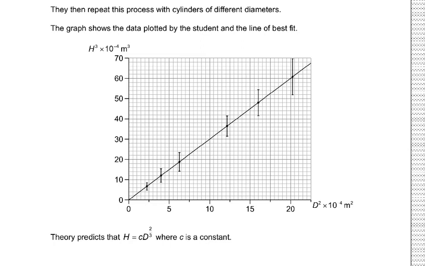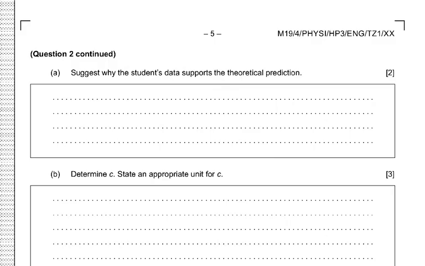And apparently there is a theory supporting this, saying that the height of the cylinder is equal to some constant times the 2/3 power of the diameter of the cylinder. And so the student, to linearize their data, plotted the third power of the height times 10 to the negative 4. That was probably just to make the y-axis, in the tens range, just for convenience. And then the square of the diameter is on the x-axis, and then that linearizes the data. And then the first question, A, says, why does the student's data support the theoretical prediction?